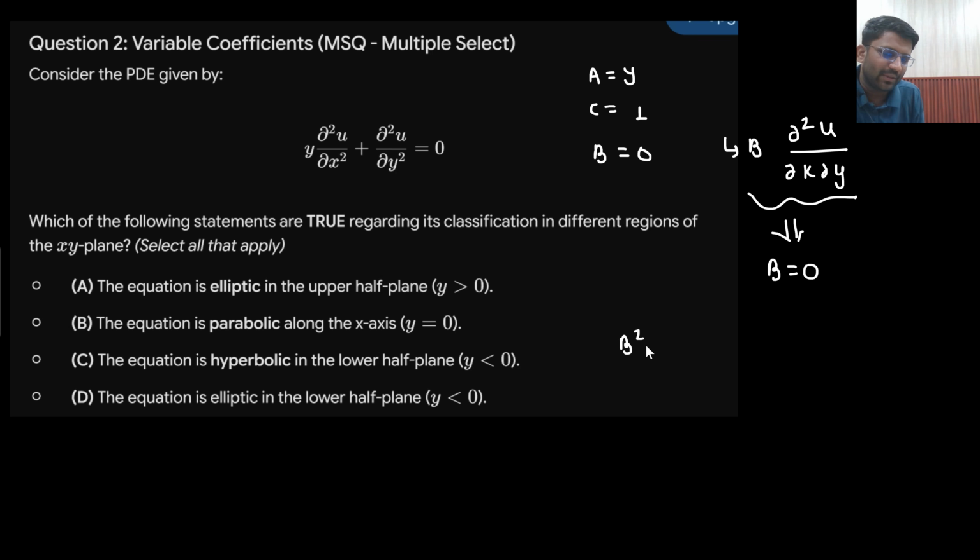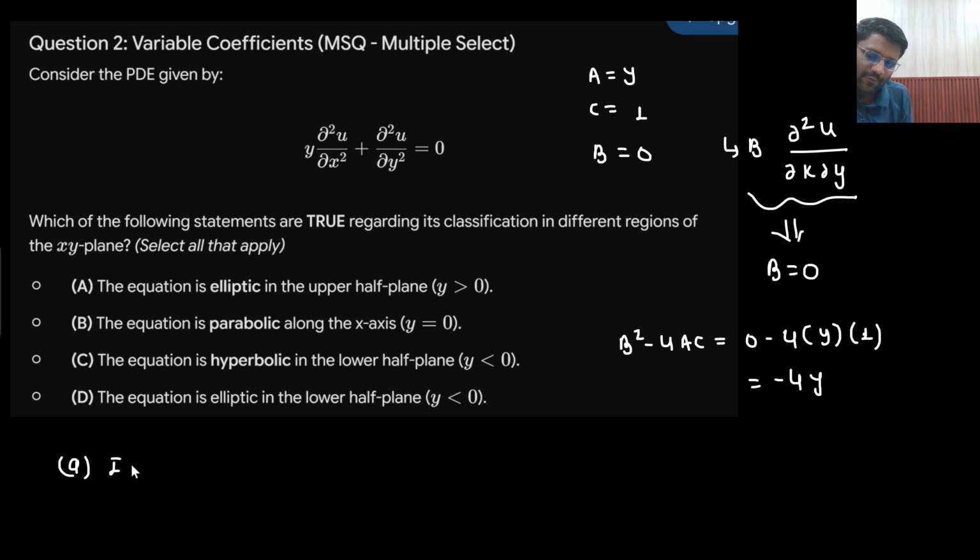So what is the value of b square minus 4ac? Sir, b square minus 4ac is coming out to be 0 minus 4 into a into c. So sir, it is coming out to be minus 4y. So check option A. If y is greater than 0, then 4y would be positive and minus 4y would be negative. So b square minus 4ac would be less than 0. What does that mean? That means it will be ellipse.